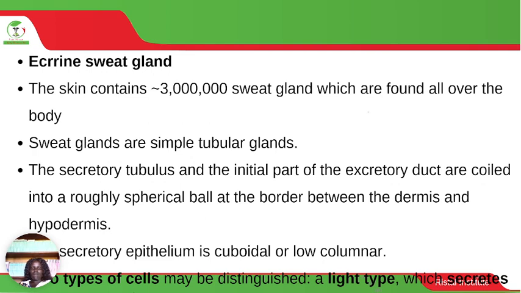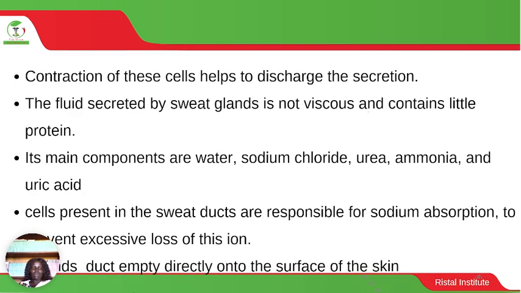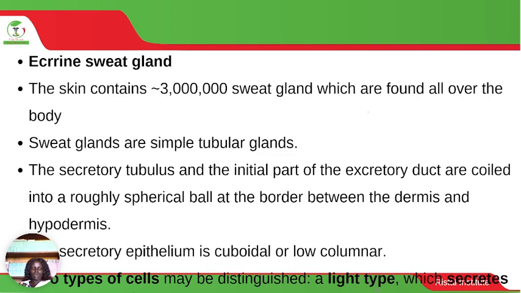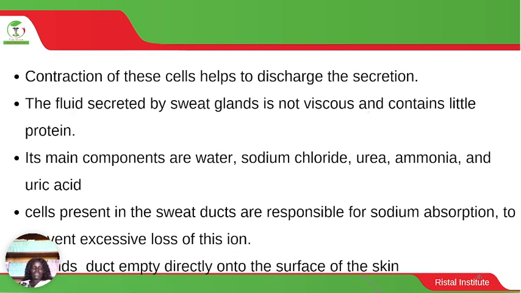We have the light type, which secretes. We shall look at that in detail. Contractions of these cells help to discharge the secretion. The fluid secreted by sweat glands is not viscous and contains little protein. Its main components are water, sodium chloride, urea, ammonia, and uric acid.